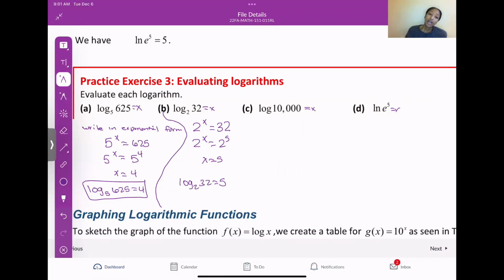Next, we have log of 10,000 equals x. If we write this in exponential form, we'll have 10 to the x power equals 10,000.